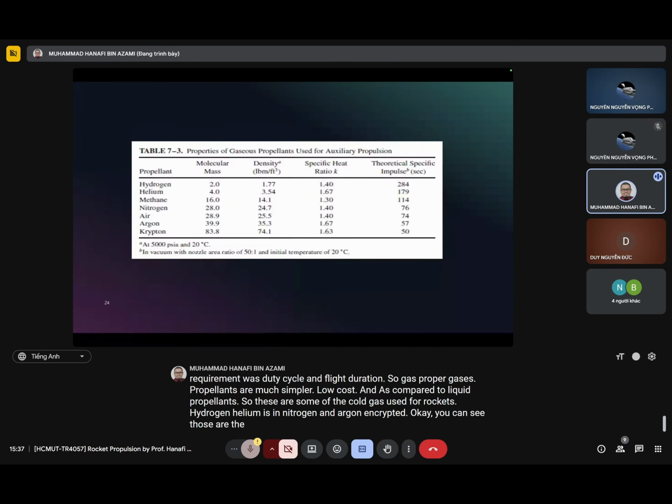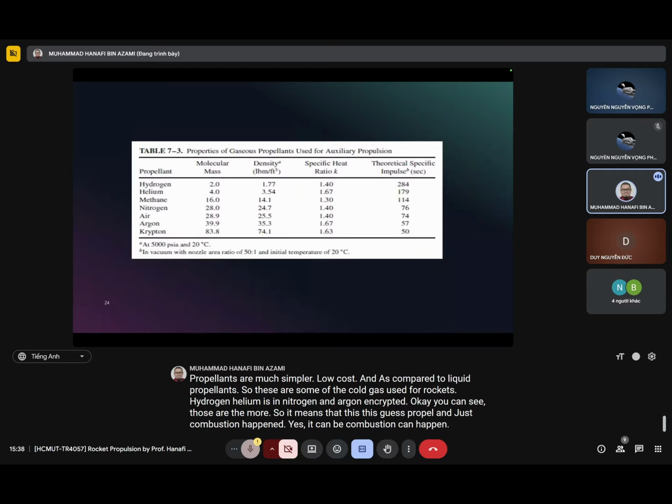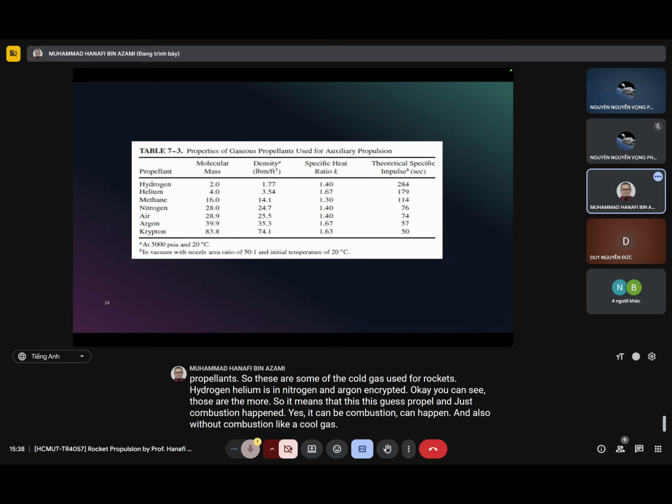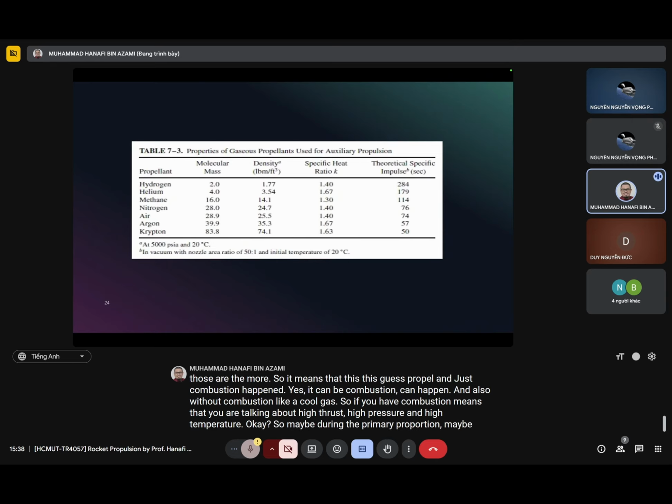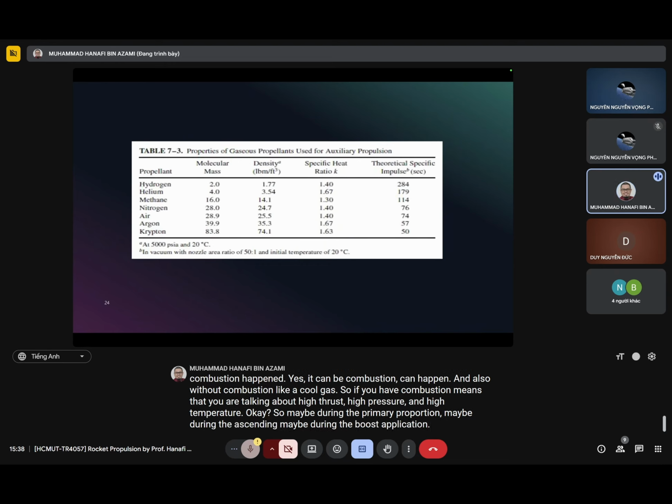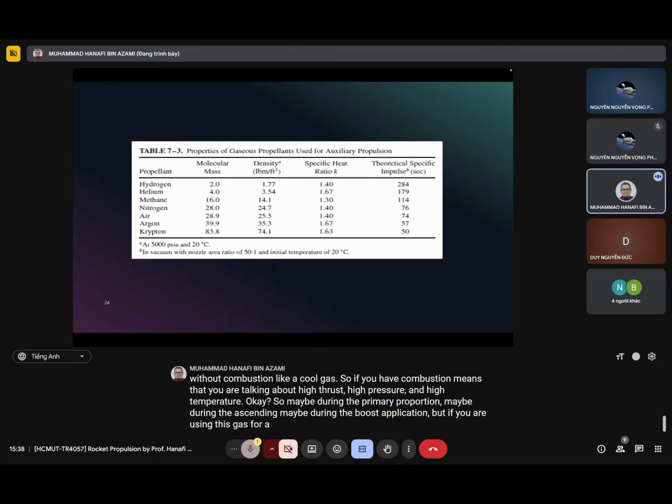Does combustion happen with these propellants? Yes, combustion can happen, and it can also be used without combustion, like a cold gas. If you have combustion, you are talking about high thrust, high pressure, and high temperature, perhaps during primary propulsion, during ascent or boost. But if you are using the gas for auxiliary purposes, no combustion happens.